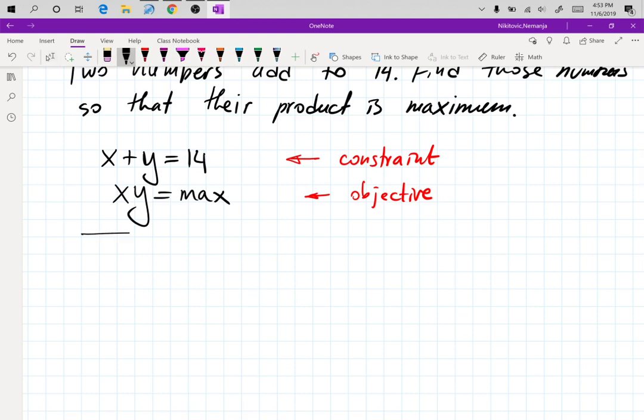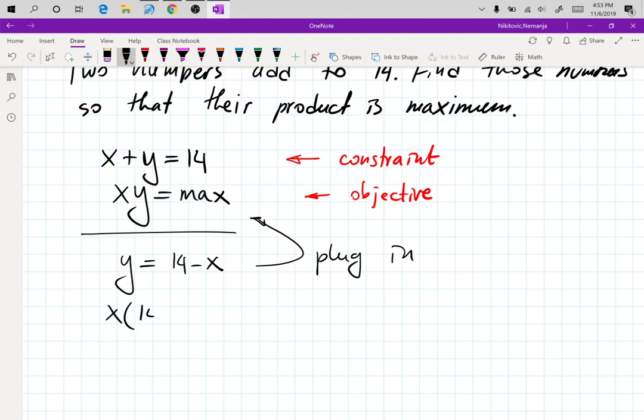The way you solve these problems is you take the constraint and solve for one of the two variables. Let's say you want to get rid of y. So y is 14 minus x. And then you plug in. You will get x times (14 minus x) equals a max, right? Because this part over here was your y. x times y is max. And now you have 14x minus x squared equals a max. Note that you only have one variable.